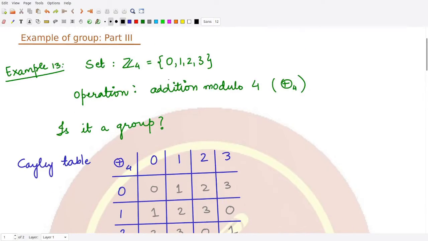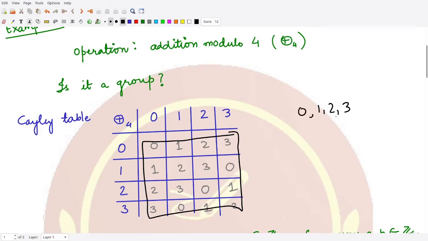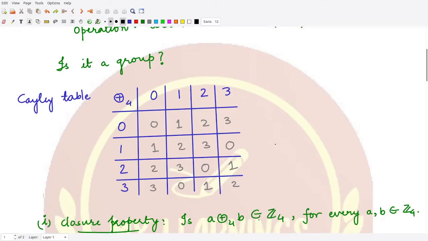Once you have this Cayley table, looking at all the properties of a group is very easy. Now notice here that all the elements that we have filled in are either 0, 1, 2 or 3. Nothing apart from them is written in this particular table, right?